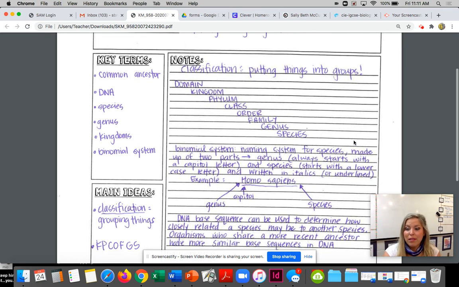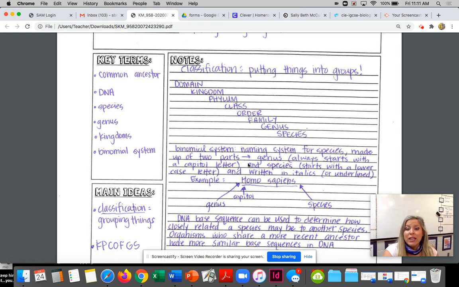The way that the binomial naming system works is you always have your genus listed with a capital letter to start with, followed by the species. It'll always start with a lowercase letter. Now, on a test, you're going to see it written in italics. When it's in italics, that means we would underline it if we're writing it. So you can see I've underlined it here. And of course, I've capitalized this first letter. The first letter is always capitalized.